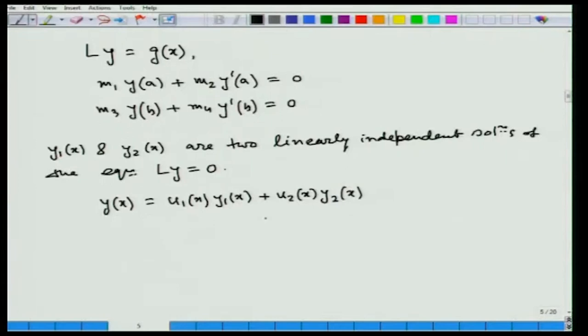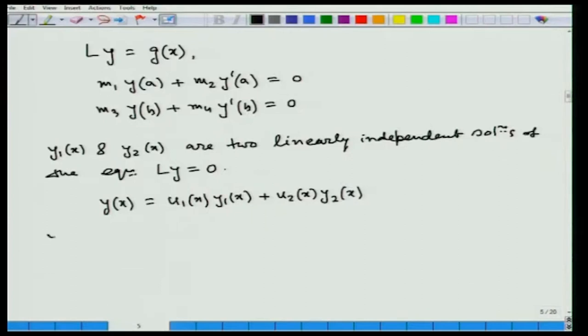In subsequent deduction, I will discuss why this assumption justifies the method that I am going to follow here. So, assuming this y(x), now we have to find u1(x) and u2(x) in such a way that y(x) is going to be a solution of the non-homogeneous problem, as well as satisfying both the boundary conditions. Again, you have to keep in mind y1(x) and y2(x) are two linearly independent solutions. So, we have to derive u1(x) and u2(x) such that this is a solution and the boundary conditions at A and at B will be satisfied, but none of y1 and y2 is going to satisfy the boundary condition at both ends.